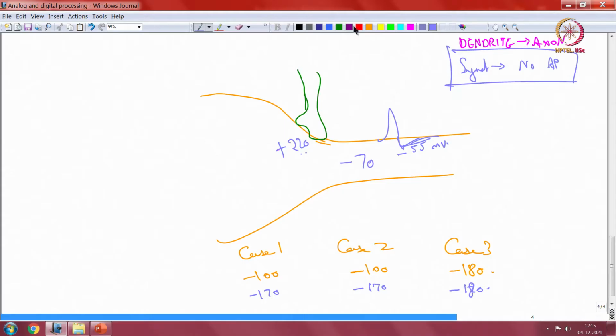Point is clear. So, in the first scenario, when we go from dendrite to axon, we saw that the signal did not produce an action potential, but when we add the signal, it thus produces an action potential. Okay. So, there is an important concept over here.